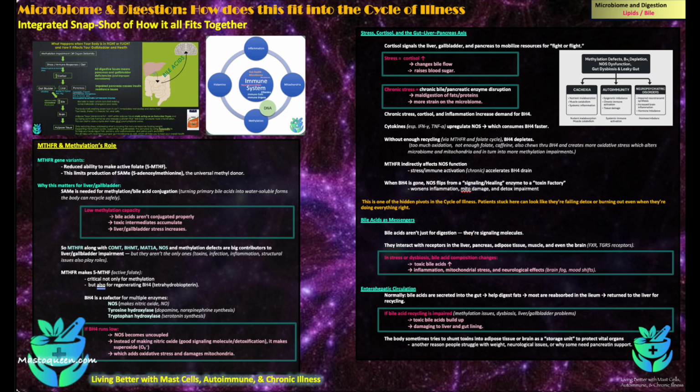Now, normally bile acids cycle back through the liver for reuse. That's that enterohepatic circulation we were talking about earlier. But if recycling is impaired by methylation defects, dysbiosis, or gallbladder problems, toxic bile acids are going to build up in your body. These spill into the liver, the gut lining, and even fat tissue, worsening inflammation and systemic stress.